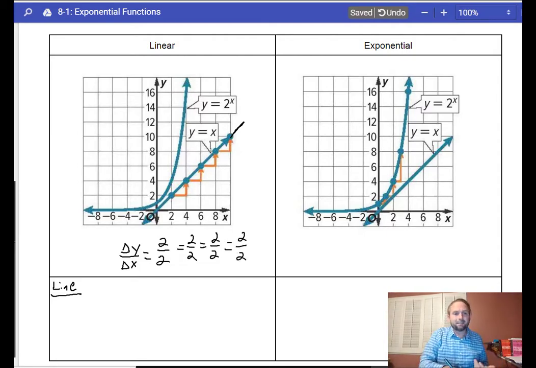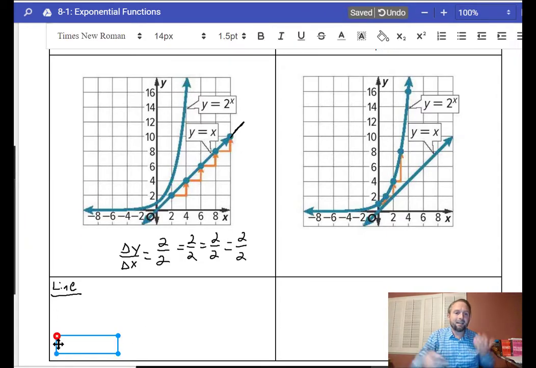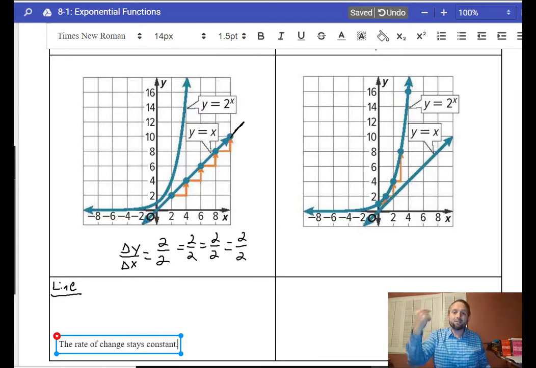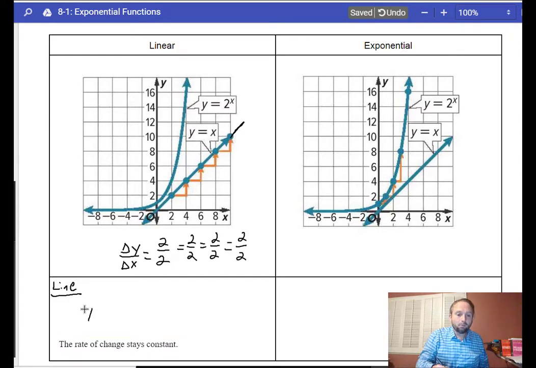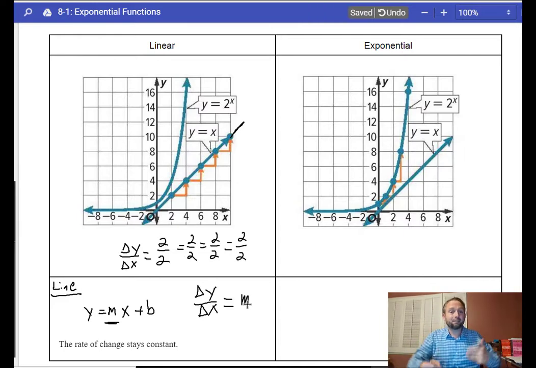The reason behind this is that the rate of change stays constant. It has a constant rate of change. We can see this when we put it into slope-intercept form, y equals mx plus b, that this m is our delta y over delta x, or our change, or our slope. It's the same every single time.